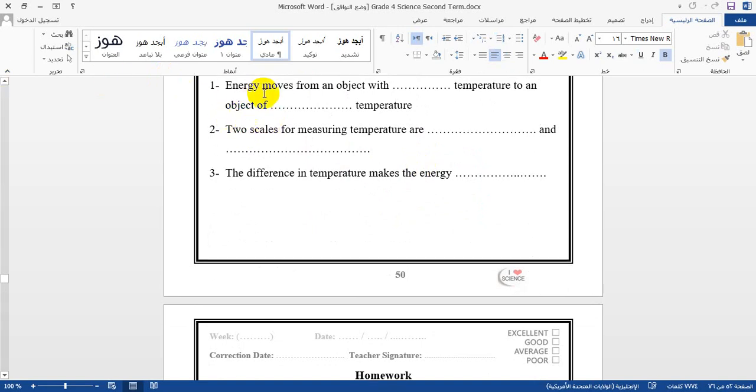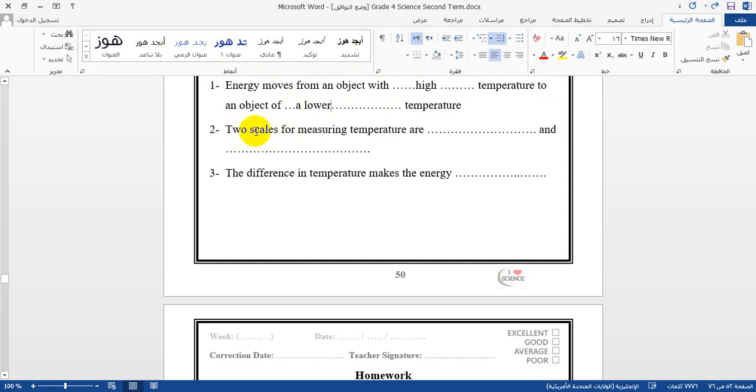This is the classwork activity. Okay, guys. So number 1, energy moves from an object with what? High temperature. Because there is no space, I will not complete it, but you have to complete it by yourself. It's already written here. So high temperature to an object of what exactly? A lower temperature. So energy moves from an object with high temperature to an object with a lower temperature.